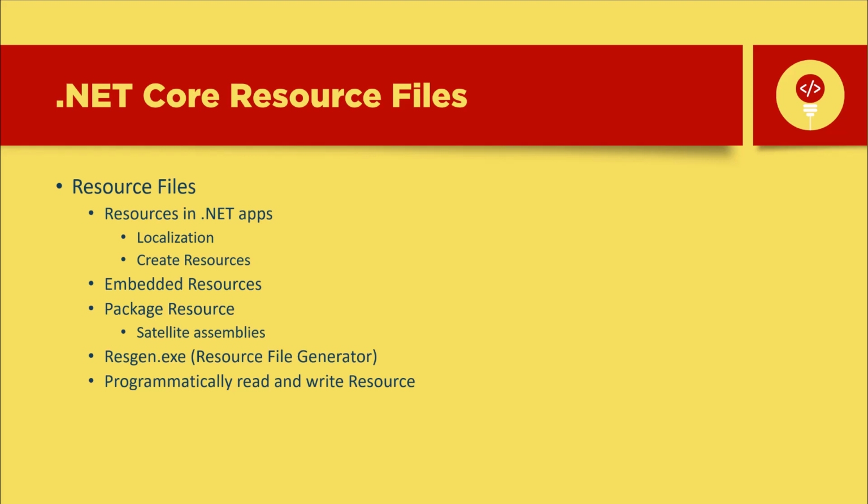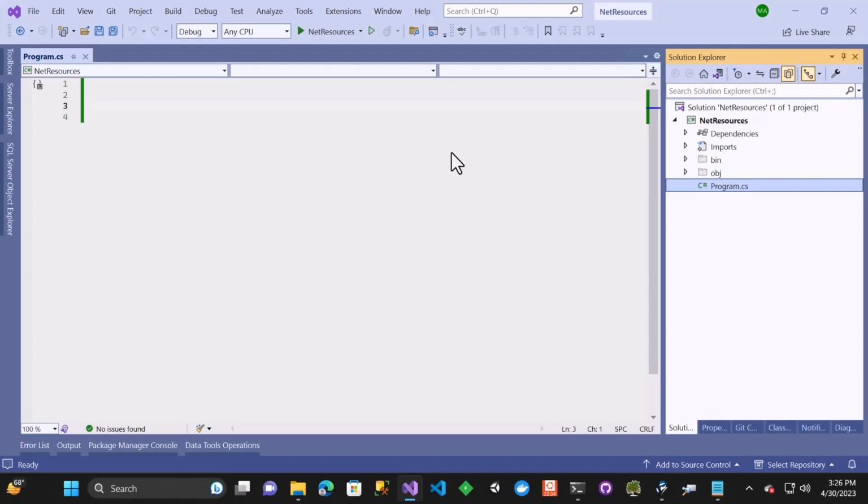And you can also look into package resources, which are considered satellite assemblies. We'll look at those as well. Now, in the previous .NET Framework, there was a tool called ResGen.exe that would create resource files for you, and we'll take a look at that. And then we can also look into programmatically reading and writing resource files, whether you're inside the application or if the resource is outside. All right, let's get to it.